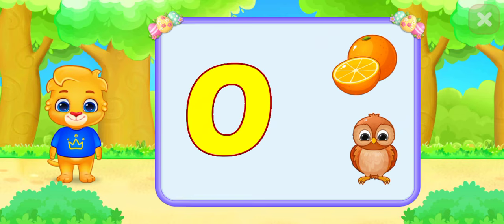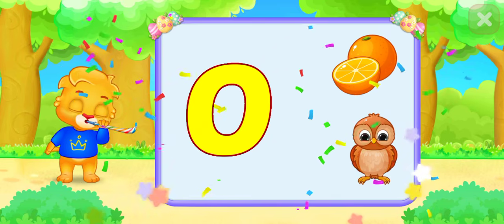O is for orange. O is for owl. Well done.